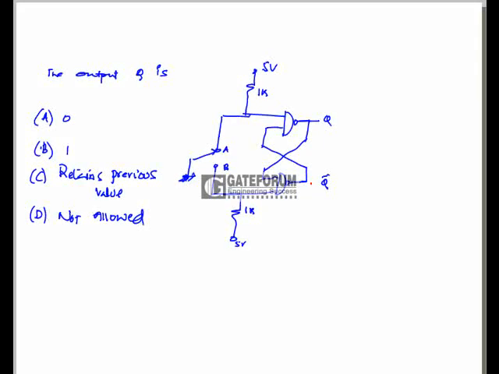For the output Q, here at A ground is connected. So if any one of the inputs is 0 for a NAND gate, the output of the NAND gate becomes 1. So Q is 1. Whenever Q is 1, for the below NAND gate, the output is going to be 0. So Q is going to remain 1 and Q bar is going to remain 0. That is, option B is correct.